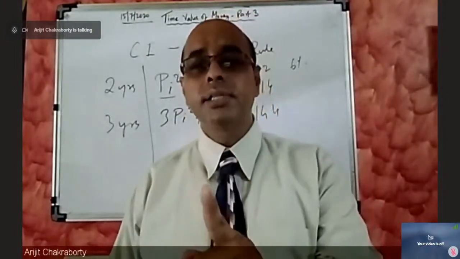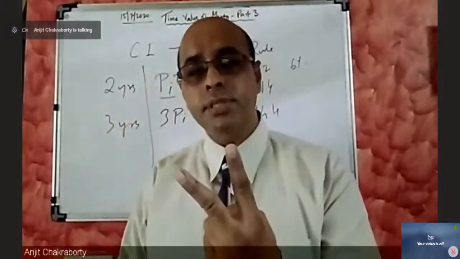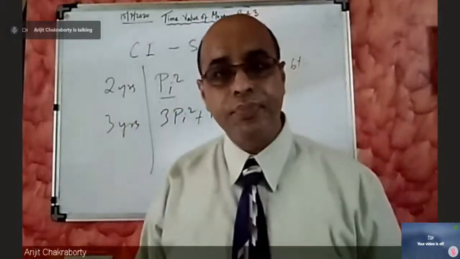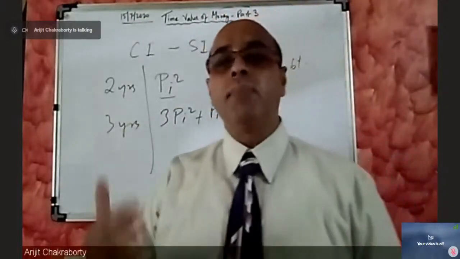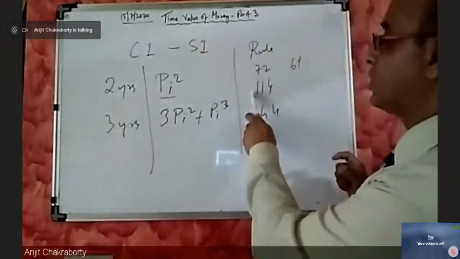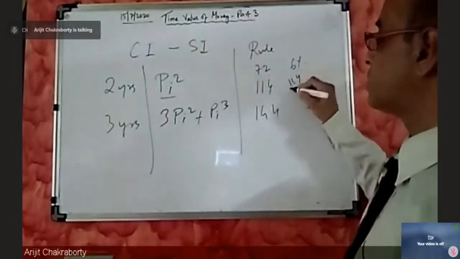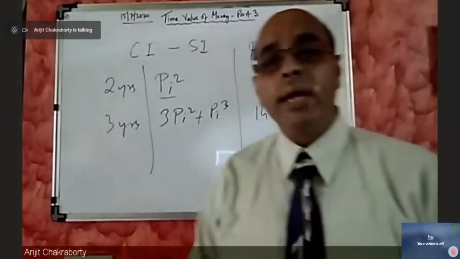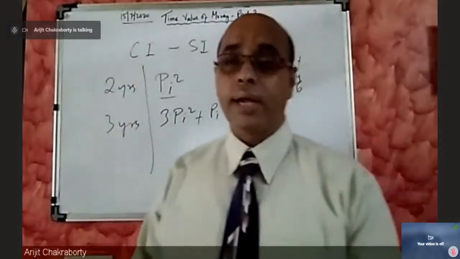In how many years will the principal be 2 times? It is 72 by 6, that is 12 years. And in how many years can my money become triple, that is 3 times? Then what we do, 114 by 6, right? And in how many years will the money become quadruple, that is 4 times?